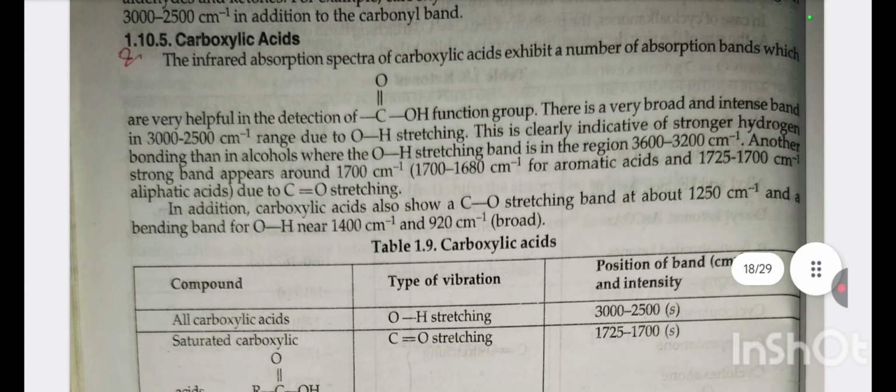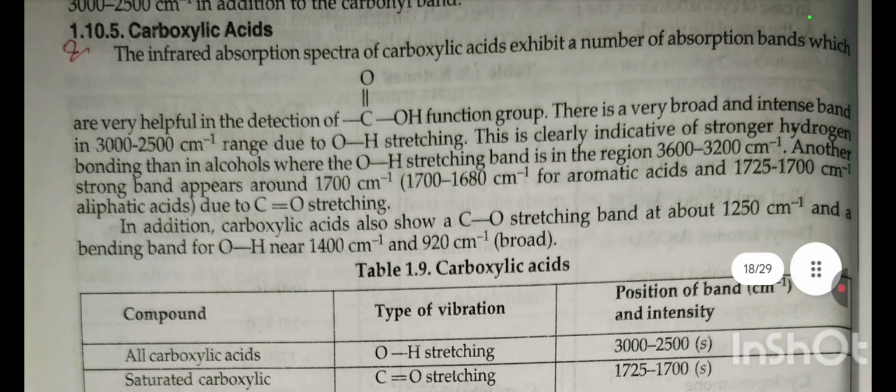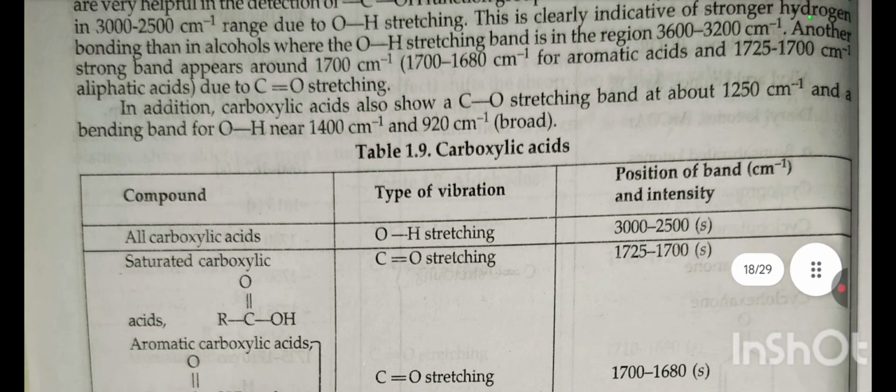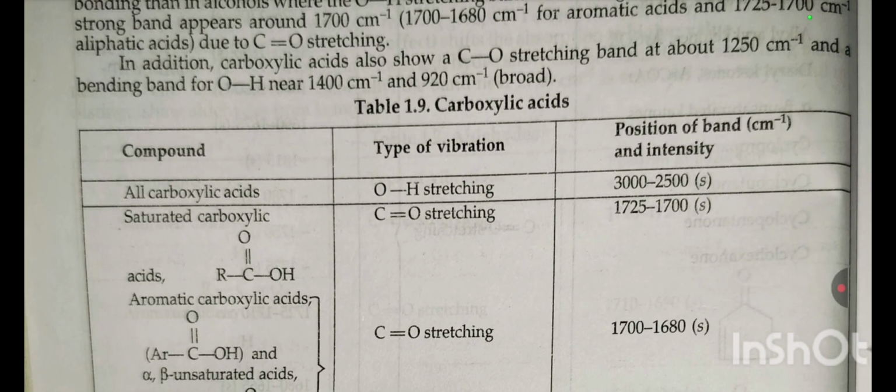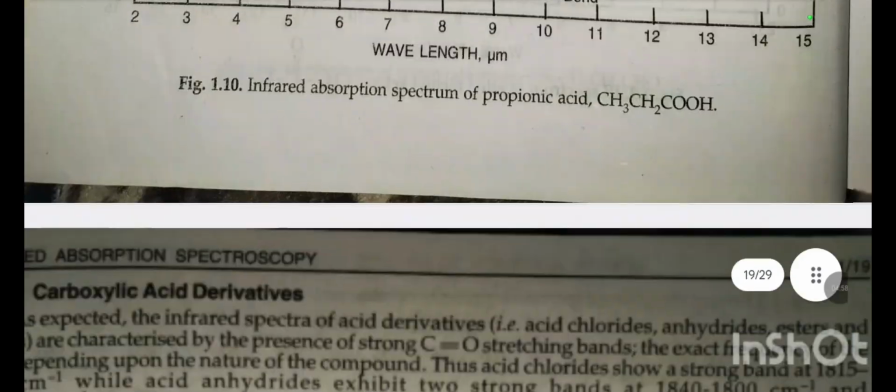Carboxylic acids. The infrared absorption spectra of carboxylic acids exhibit a number of absorption bands which are helpful in the detection of the C=O and OH functional groups. There is a very broad and intense band in the 3000 to 2500 cm⁻¹ range due to OH stretching. This is clearly indicative of stronger hydrogen bonding than in alcohols, where the OH stretching band is in the region of 3600 to 3200 cm⁻¹. Another strong band appears around 1700 cm⁻¹ due to C=O stretching. In addition, carboxylic acids also show a C-O stretching band at about 1250 cm⁻¹ and bending bands for OH near 1400 cm⁻¹ and 920 cm⁻¹.